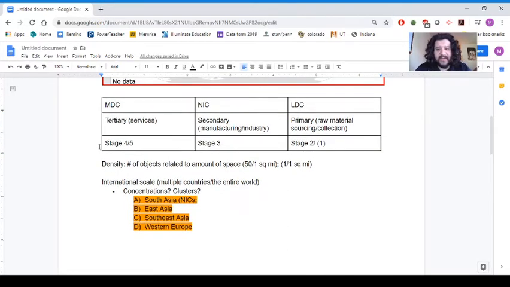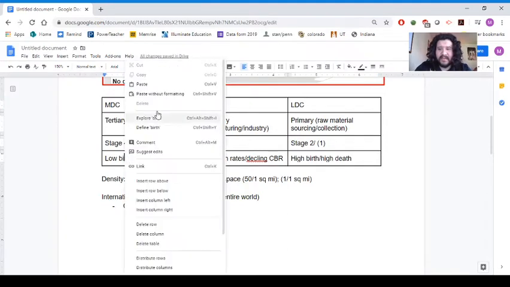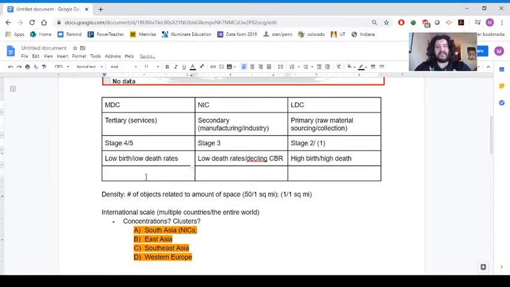Now, if we think about the levels of development, I think about what goes into these stages, what else happens as a result of these stages. I also have to consider that in stage 4 and 5, I have low birth and low death rates. In my NICs, I have low death rates, and the birth rates are declining. And in my LDCs, high birth and high death. Now, what that means for population growth is when I get to my MDC stage, I've already had lots of population growth, so my growth is stable or low. And that means that I have generally a high population. I've gone through all these stages as an MDC.